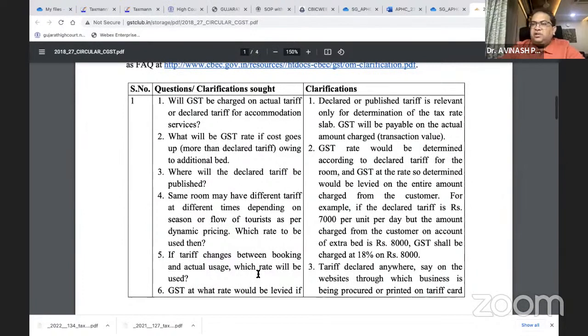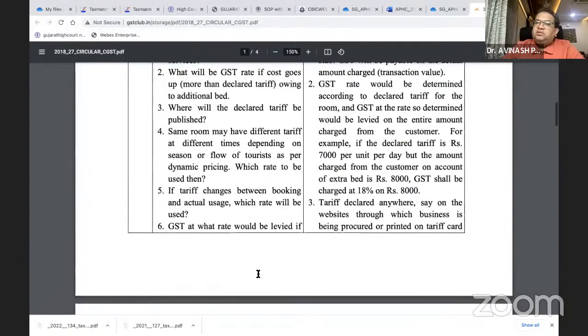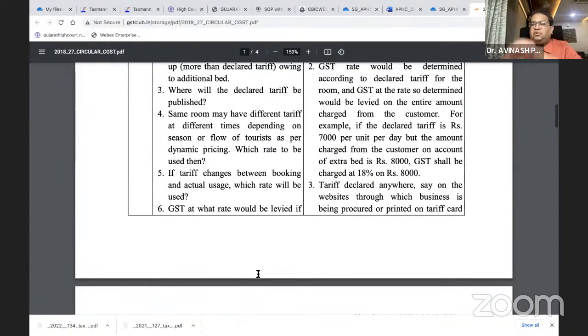It will not be 28%, saying that since the amount has crossed 7,500, therefore you are liable to pay tax on 7,000 at the rate of 28%. That will not be the case. So therefore, what we conclude here is, when we have to determine which rate is applicable, it's very clear that the declared tariff plays the role. But when it comes to on what value the tax has to be paid, then the actual amount which is being collected, on that the tax will have to be paid.